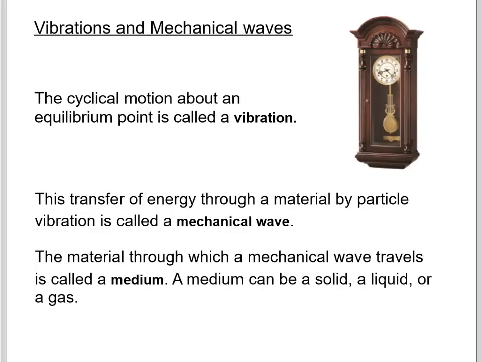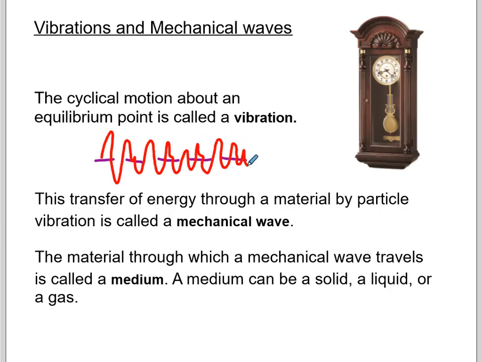So vibrations in mechanical waves. So the cyclical motion about an equilibrium point is called a vibration. Okay, so if this is my equilibrium point, if I was to graph or draw a picture of something going back and forth, it might be doing something like this. This is a vibration. Okay, if you've seen a heartbeat, it looks something like this. Okay, those are types of vibrations.